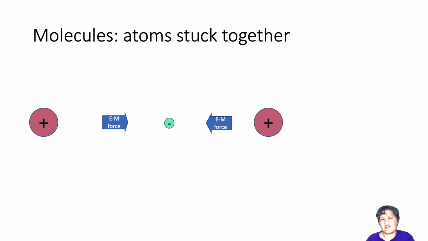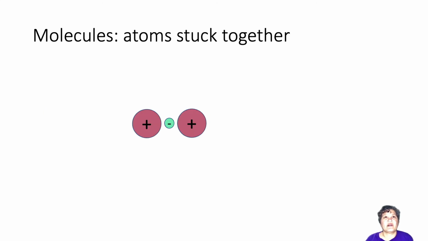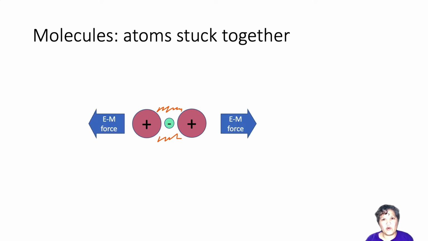Now let's take that to the other extreme. Let's see what happens if we push those nuclei closer together, right? And you can see that if they're actually this close, yeah, they're going to be really strongly attracted to that electron because the distance is small, but also the nuclei are close to each other, and because they have similar charges, they're actually going to repel each other, and so there's going to be a strong electromagnetic force pushing them apart. So that doesn't work nearly as well as you think.